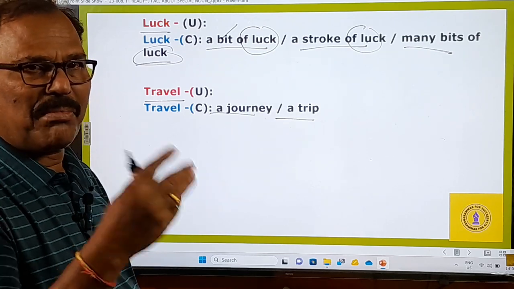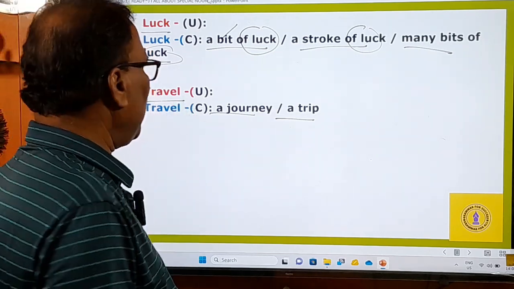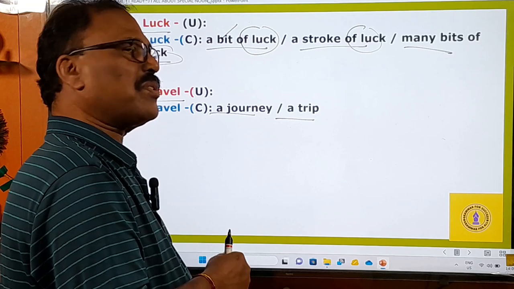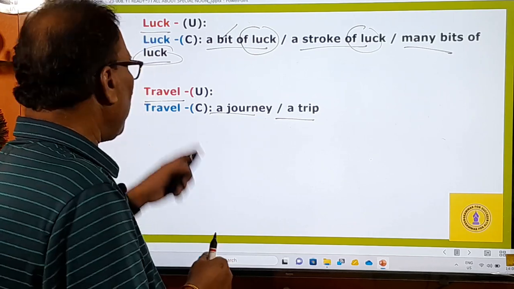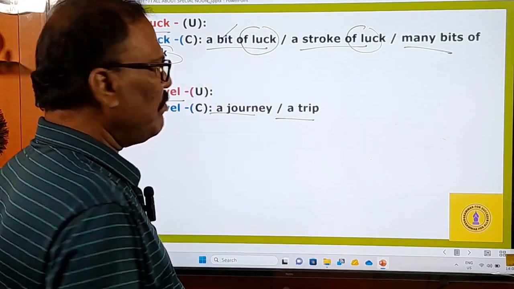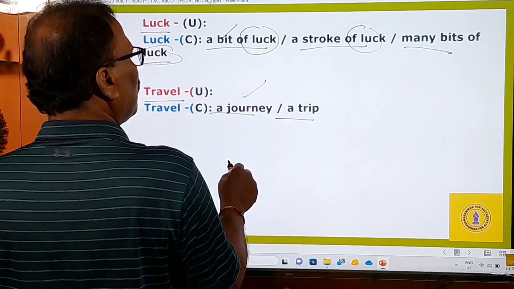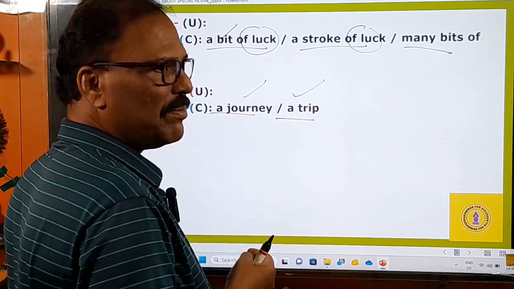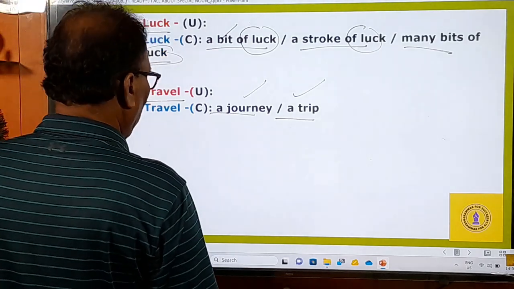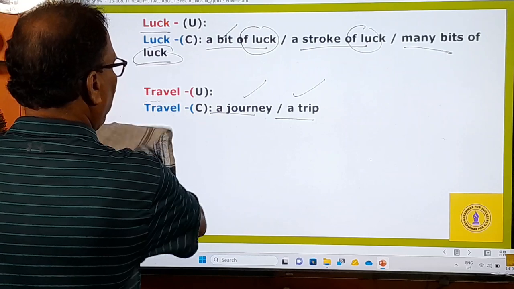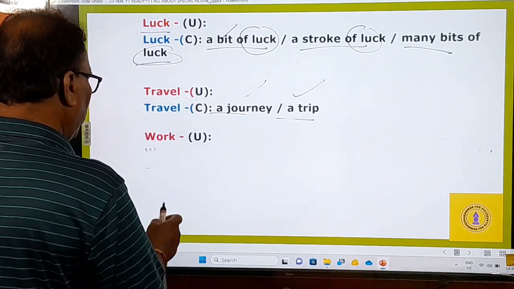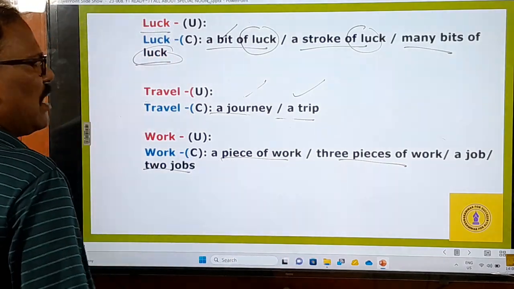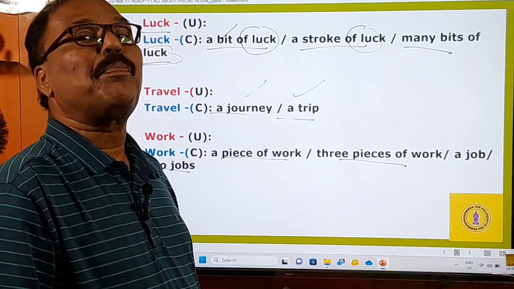Some travel shops, travels agencies, you can come across here and there. But travel itself is travel. So air travel, you cannot say air travels. Bus travel. Travel is only there, travels is not there. You can say a journey, a trip, two trips, three trips. Trip is okay, journey is okay. And now we go to the next rule. Work is also there. A piece of work, three pieces of work, a job or two jobs, whatever it is. You cannot say I have two works at home. No. Two pieces of work at home.